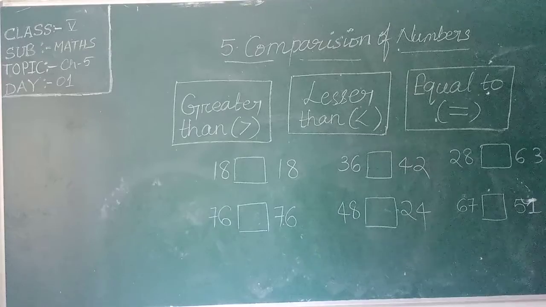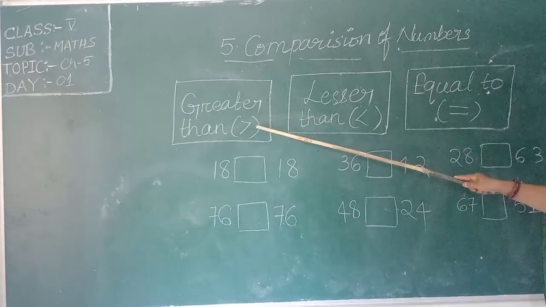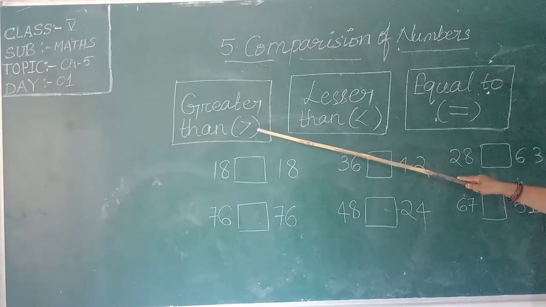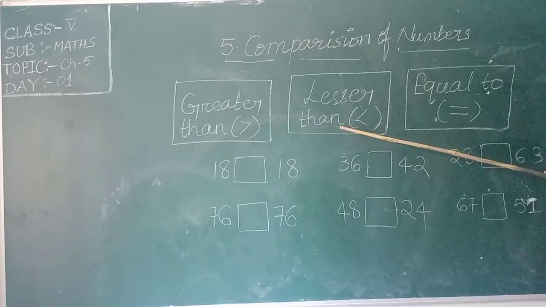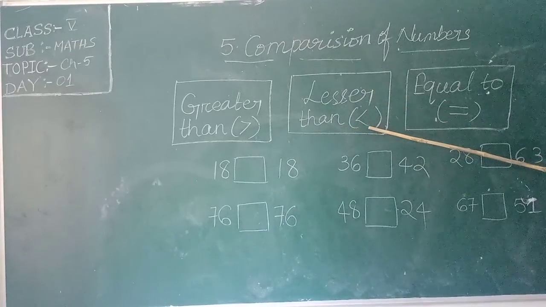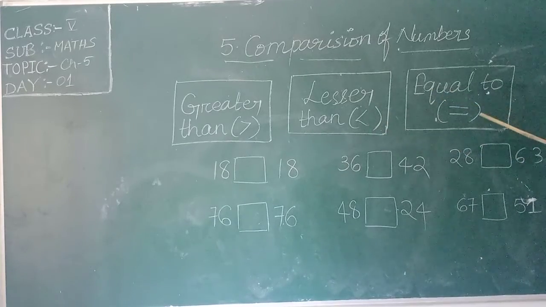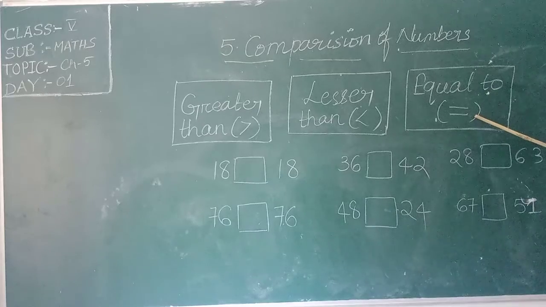We compare numbers using 3 methods. First one is greater than. What is the symbol of greater than? Remember once. This is the symbol for greater than. Second one is lesser than. What is the symbol? This is the symbol for lesser than. Next one is equal to. If two numbers are equal, then we use this symbol, equal to.